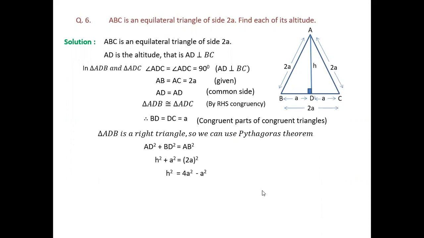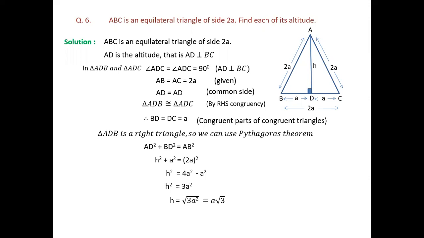2A square is 4A square. And plus A comes inside, minus A square. So 4A square minus 1A square is 3A square. H square is 3A square. Take the square root of both sides. It will become H is equal to square root of 3A square. That is, A comes outside the root sign. It becomes A root 3. H is A root 3.